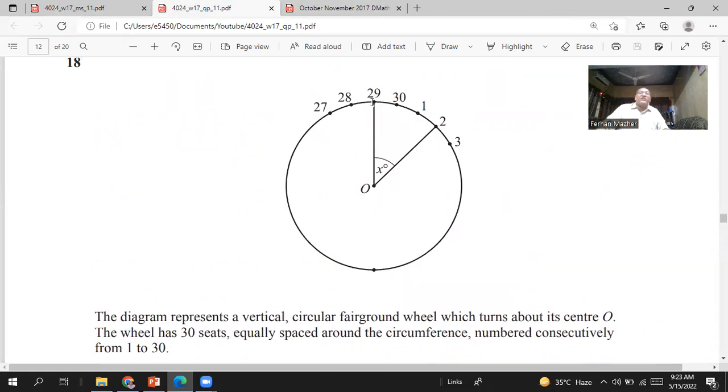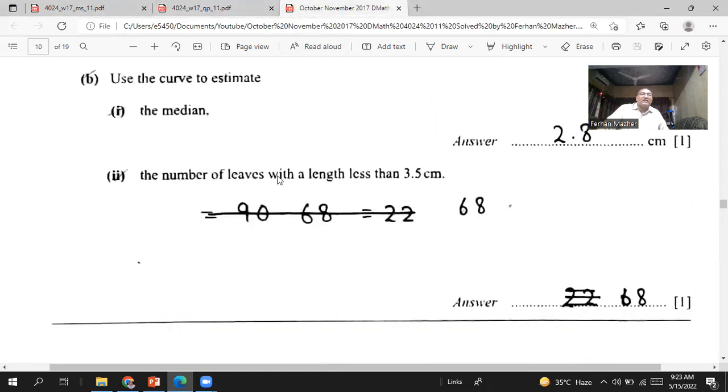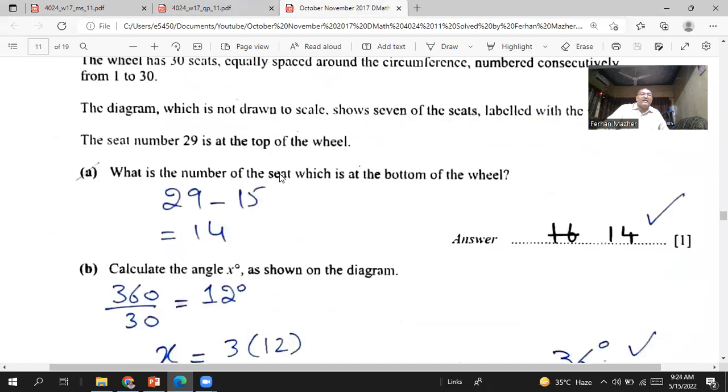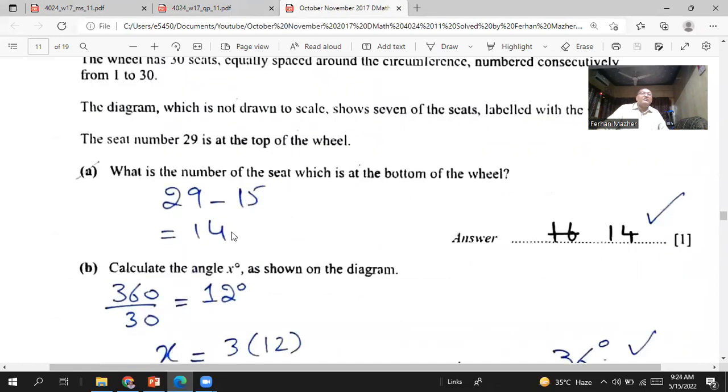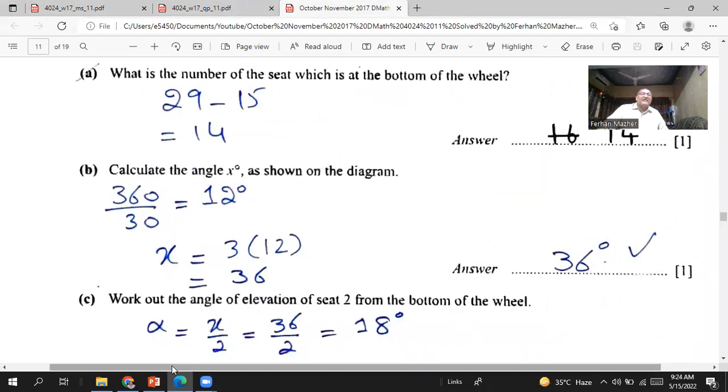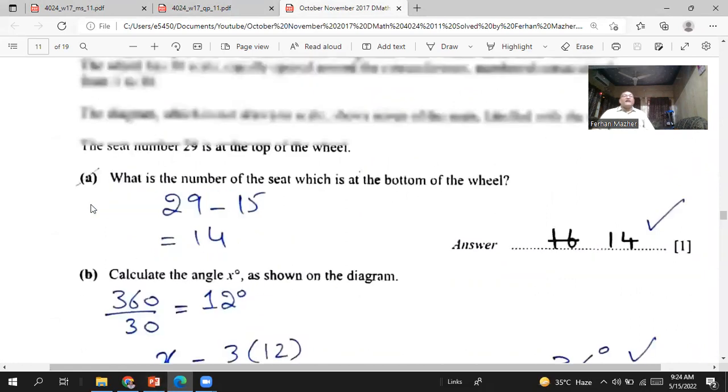From 29 subtract 15, you will get 14, and that will be at the bottom. So 14 will be at the bottom. Then the question is: calculate the angle x as shown in the diagram.